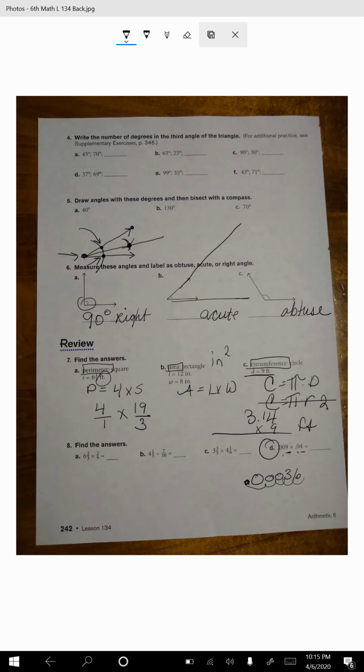I think I've gone over everything. Pretty simple lesson. Do a couple of the things that I didn't do with you, like these bisecting with the compass. Do that on your own. Don't forget to get the measurements for these 2 angles that I didn't give you.